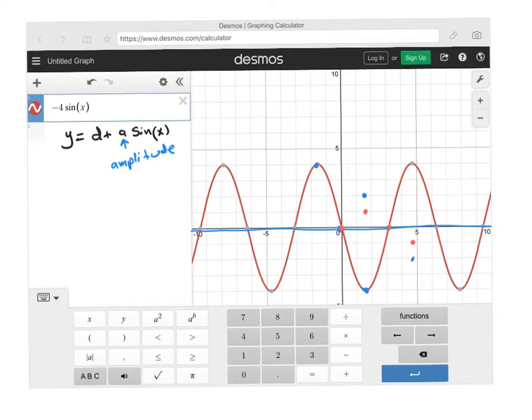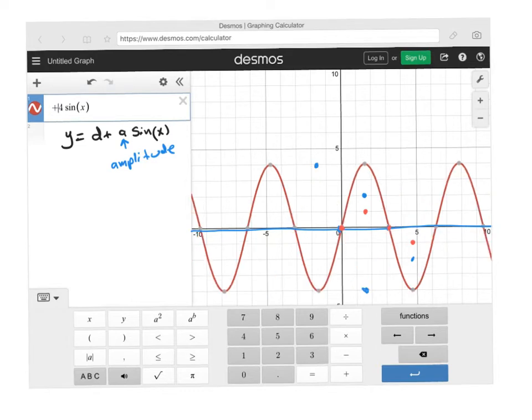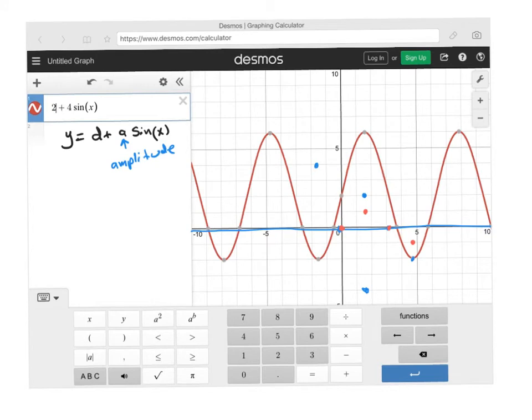Now let's take a look at what happens if we put a number out in front. First, I'm going to change this back to a plus so it looks normal. Watch what happens to the graph if I put a 2 in. Notice it moves up 2 units. The middle of the graph is no longer at 0; it is now at 2. The amplitude didn't change. It still goes up 1, 2, 3, 4, and down 1, 2, 3, 4, so the amplitude is still 4.